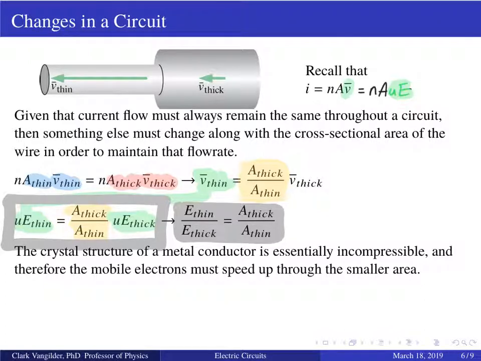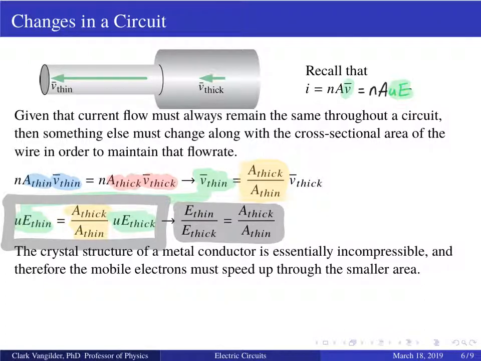So we could get anything we wanted out of this. What's the electric field going to be if I change the geometric property of the wire in some way? So typically you don't have a wire itself that changes its thickness, but you'll have a device. There'll be a resistor. The thin part of this wire is going to be a resistor. It's going to resist flow. And so things change in that resistor.